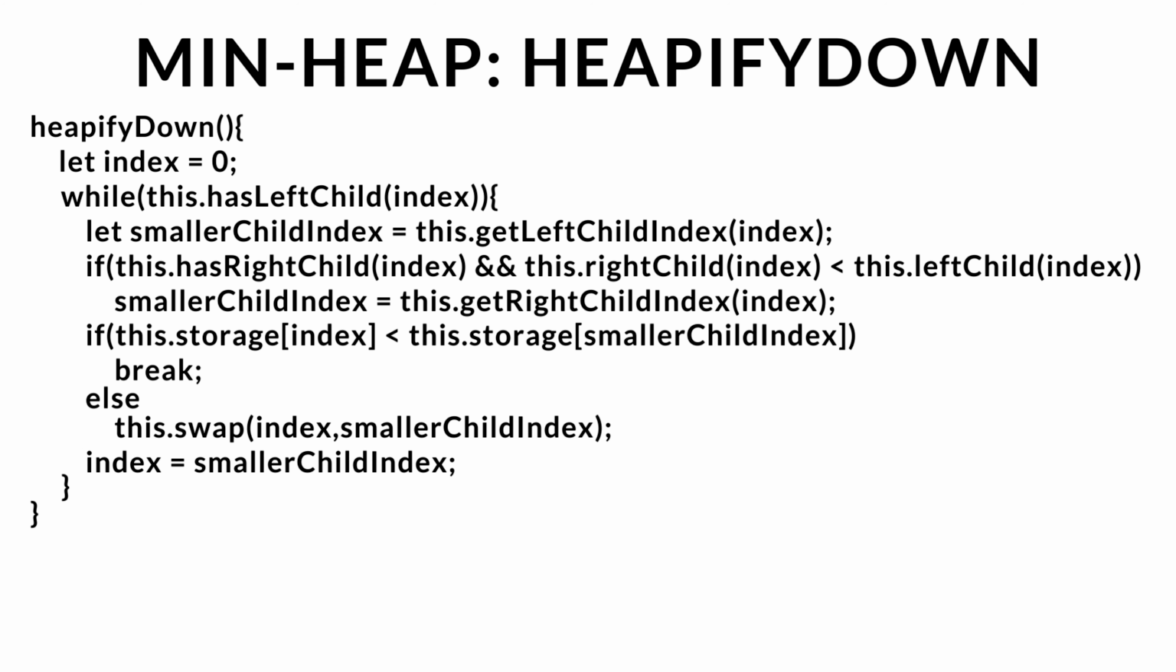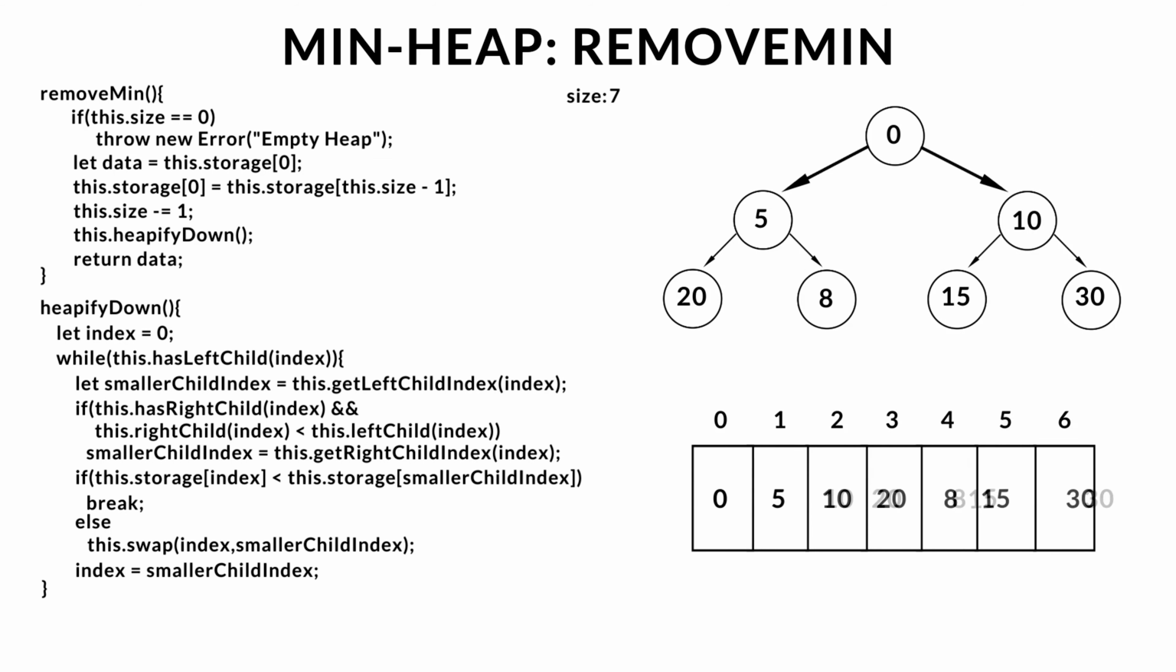Alright, so from here, let's see our removeMin method in action. So given the following heap, let's invoke our removeMin method. First step, we check to see if our heap is empty. It's not, so we save the data at our root node. We then replace the root node with the last node within the heap, which in our case is 30. We then decrement the size since we successfully removed a node from the heap. Now it's time to make sure that the data that was inserted within the root node was inserted in the right position. So we invoke our heapifyDown method.